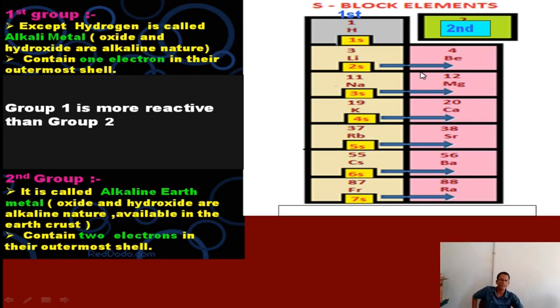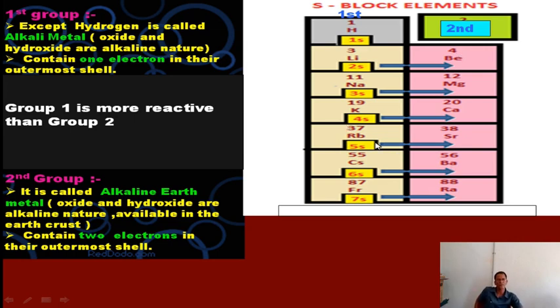And what are the characteristics of these groups? All alkali metals are highly reactive compared to the second group. All first group and second group elements are in solid state. These are reactive metals, but group 1 is very reactive. Group 1 contains 1 electron in its outermost shell. Group 2, that is the second group, contains 2 electrons in its outermost shell.